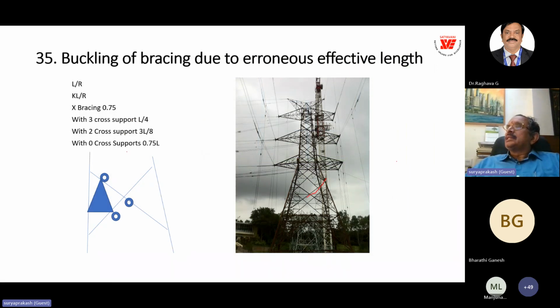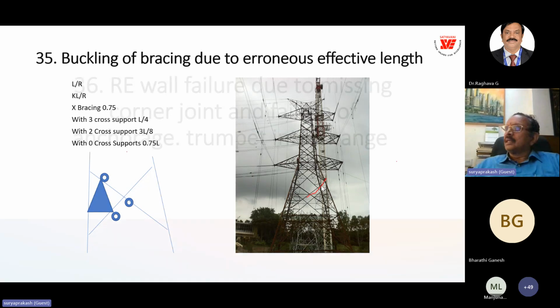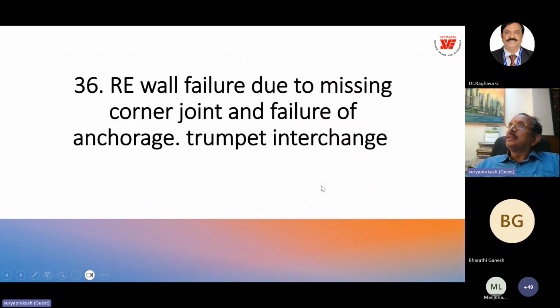Next is the buckling of bracings due to erroneous effective length. So here in this tower, the failure of this bracing was found due to inadequate effective length considered in the design for this bracing. Next, reinforced earth retaining wall.